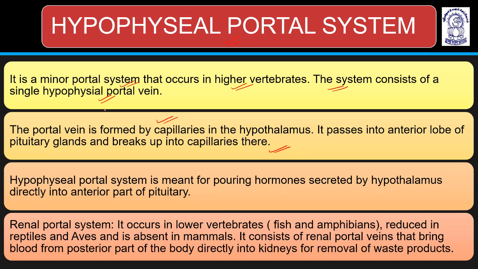Hypophyseal portal system is a minor portal system that occurs in higher vertebrates. The system consists of a single hypophyseal portal vein. The portal vein is formed by the capillaries in the hypothalamus. It passes into the anterior lobe of the pituitary gland and breaks up into capillaries there.